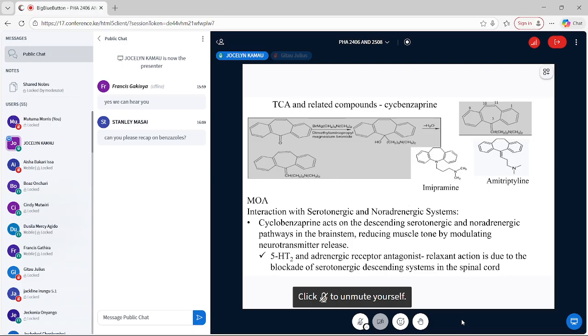It has a double bond at position 10, 11. That's an endocyclic double bond at position 10, 11, and an exocyclic double bond at position number 5. Those two double bonds will give it the conformation rather than on the tricyclic antidepressant receptor. And that is the main difference.